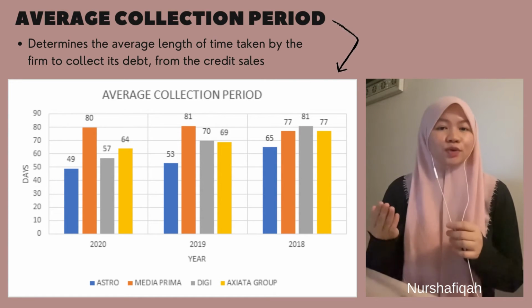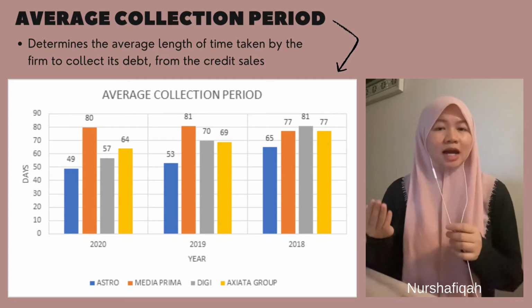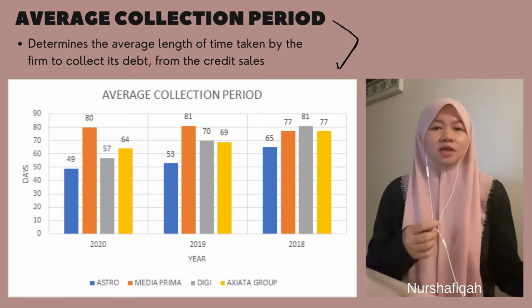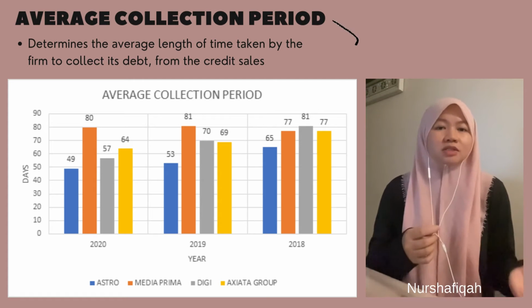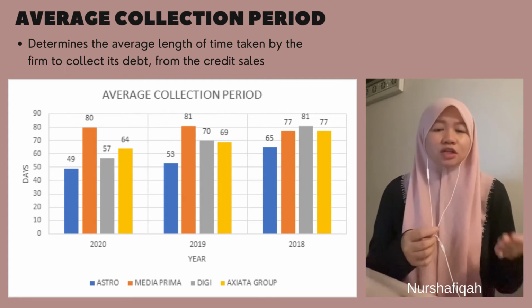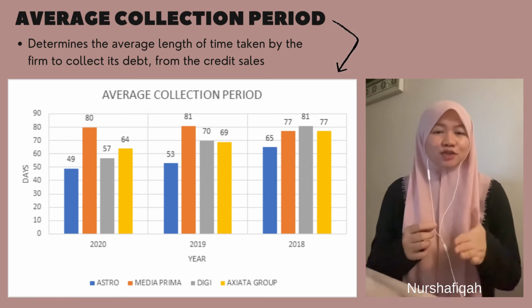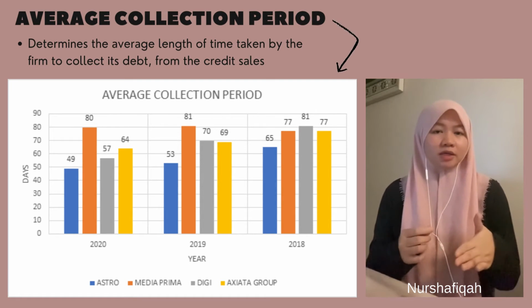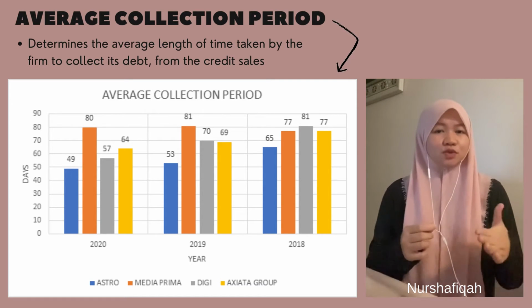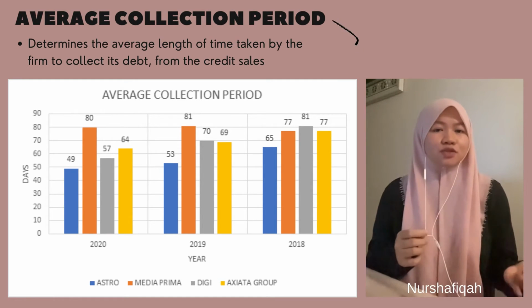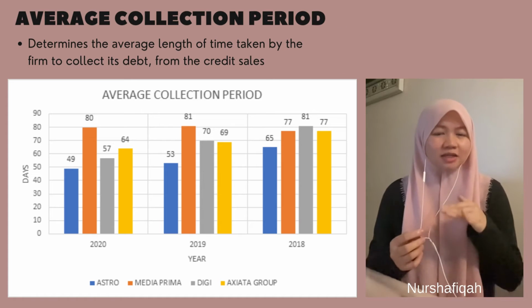From this graph, we know that from 2018 until 2020 Astro is good in collecting its debts, but vice versa with Media Prima, as they are having difficulty collecting debt with the highest ratio among the others. Although DG shows the highest ACP in 2018, DG has improved its debt collection by decreasing the collection period from 2019 to 2020. The same goes for Axiata, as its graph shows a slightly decreasing number of collection days.